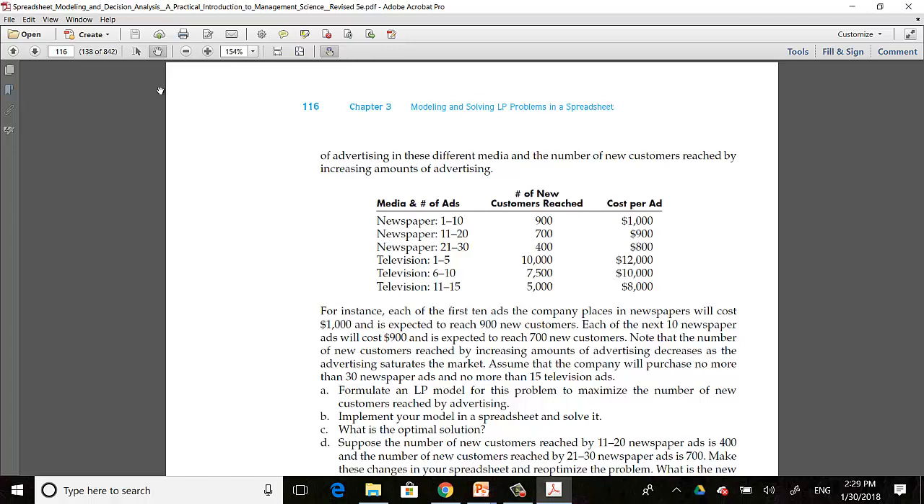Okay, so then I'll ask you to think about the decision variables. And once you have the decision variables, raise your hand, and I'll come take a look.